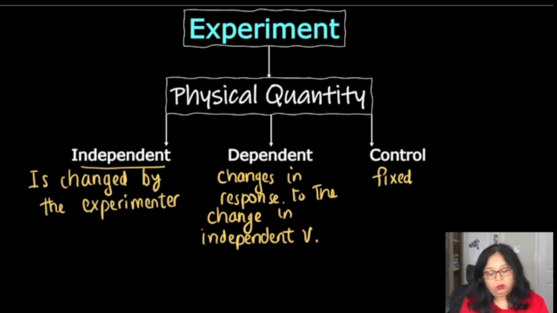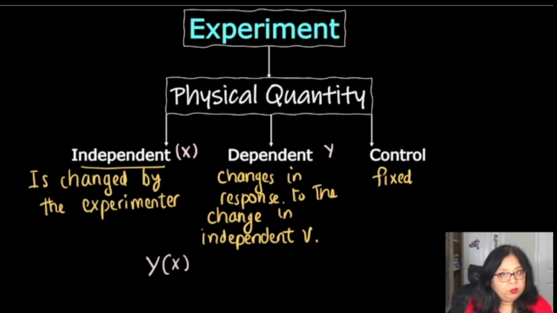So often when you're doing experiments, you will chart them, you will plot them. And the independent variable is plotted along the x-axis. Dependent is plotted along the y-axis. So we say that y, the dependent variable, is a function of x.